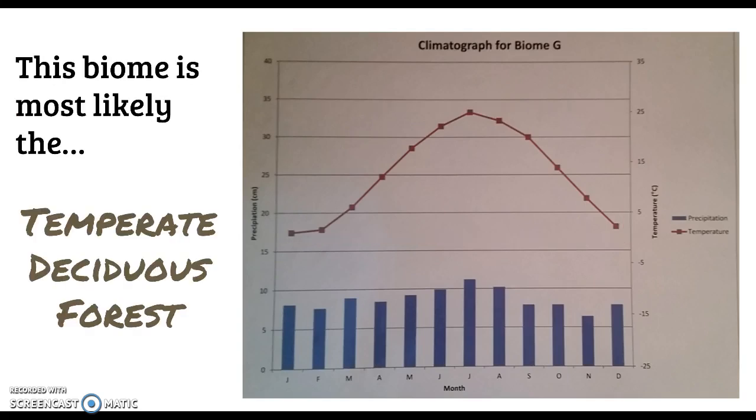So looking at both of these trends, moderate precipitation throughout the year and a fluctuating temperature, we can safely assume this biome is a temperate deciduous forest. Yay! Alright, so now you know how to read a climatograph and you should be an expert at identifying biomes.